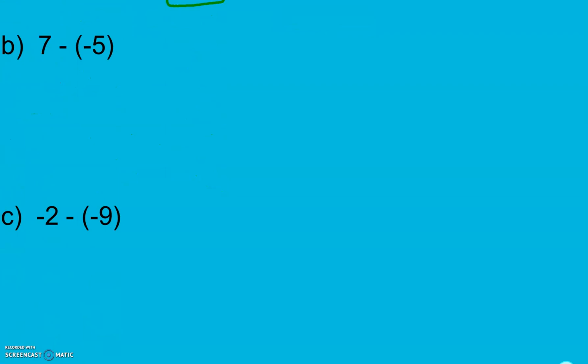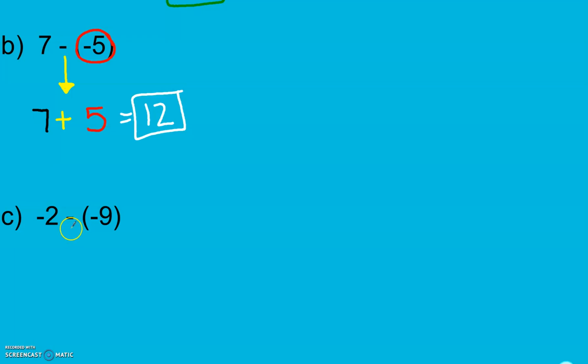On B here, I have 7 minus negative 5. I change from subtraction to addition, and I take the opposite of what follows. The opposite of a negative 5 is a positive 5. And I drop down my 7. 7 plus 5 is 12. We can take our absolute values and go through the process there if you want, but if you recognize that they're both positive, you can go ahead and add them up right away.